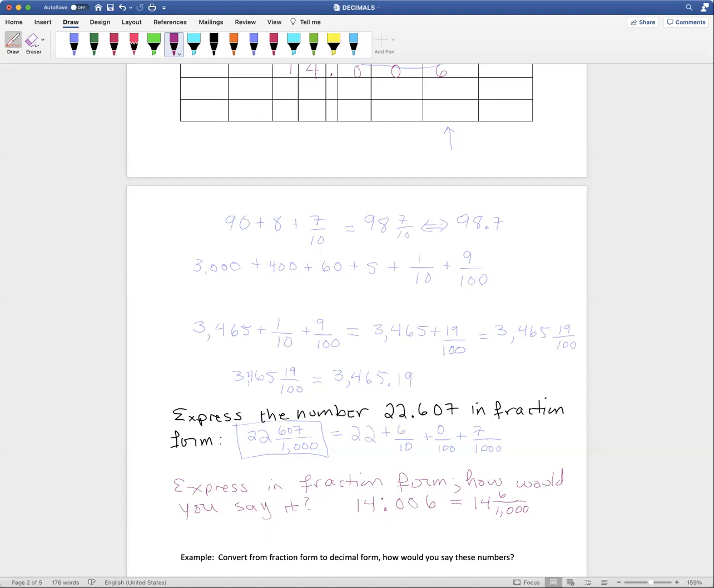And now here's a hint. When you hear the word and, that means a decimal's coming. So oftentimes, I'm going to write that over here to help you remember that. When you hear the word and, that means a decimal's coming. So this is the same thing as saying 14 and no tenths, no hundredths, 6 thousandths. So this is equivalent to saying 14 and 6 thousandths.